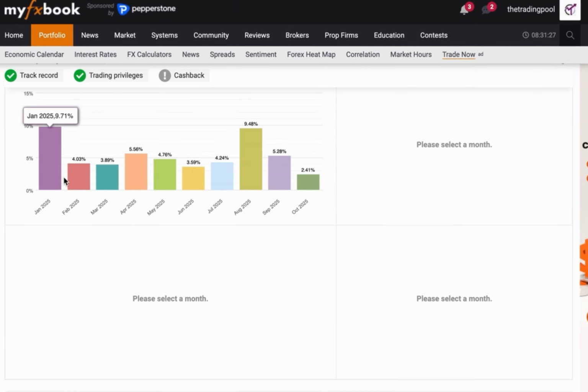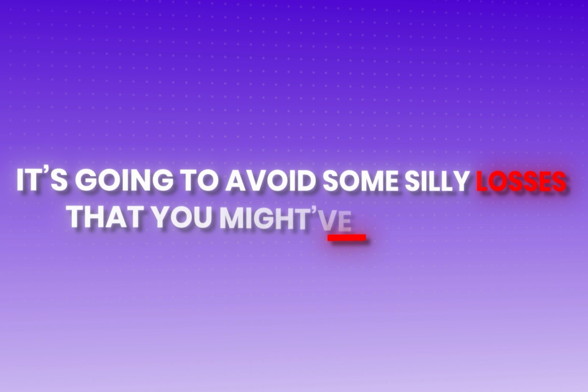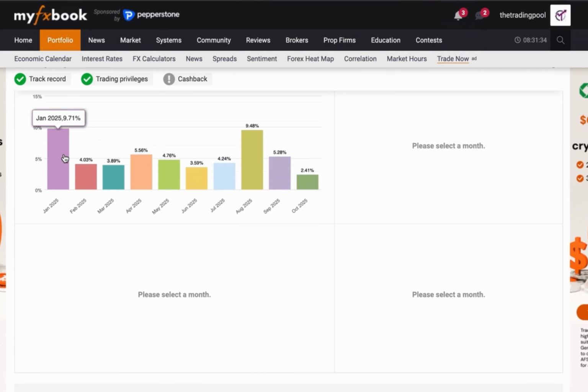What I'm going to show you guys today is going to increase your win rate. It's going to avoid some silly losses that you might have been taking. But I want to show you guys the proof of the concept first. This is the concept that I've been using throughout the whole year, especially on my live account.